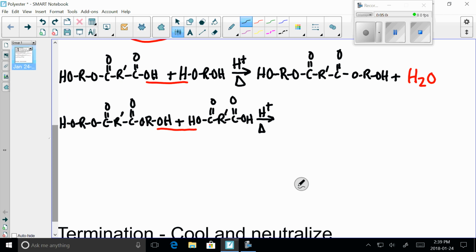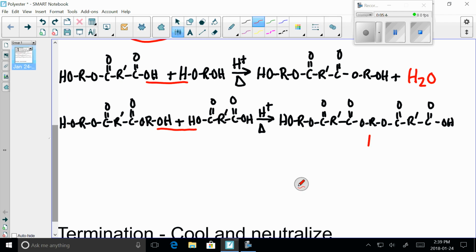So if I copy the pattern from left to right, HORO, it switches over to the carboxylic acid piece. And now we jump over to the next carboxylic acid piece, the C double bond O. Plus our third water.